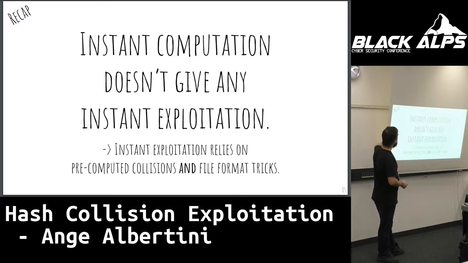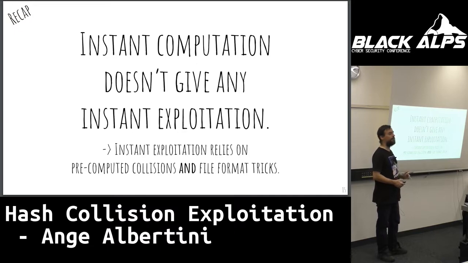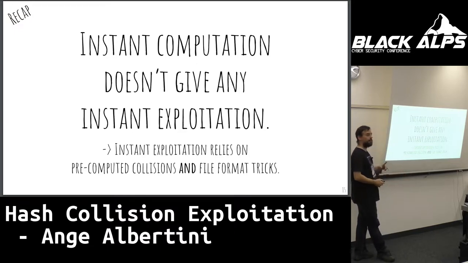So, for fast collision, important: instant computation doesn't give instant exploitation, right? Fast collision is the only almost instant computation, and it's almost impossible to exploit. So we need to combine all the stuff you saw with PDFs and other formats with file format tricks. Is that clear? Sorry, you had a question?